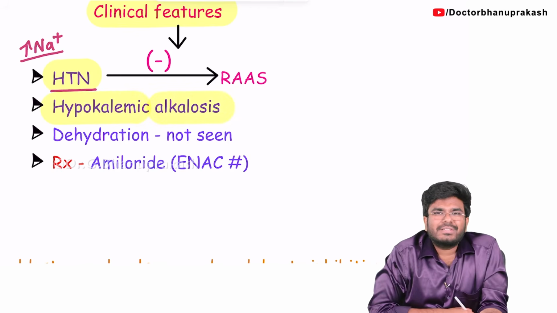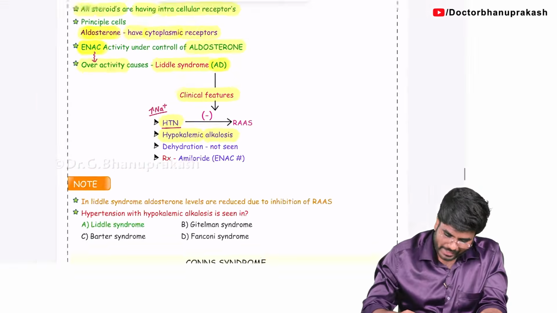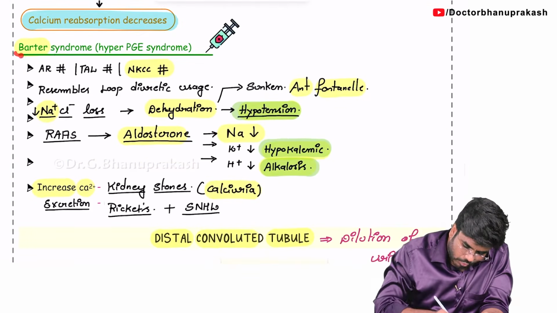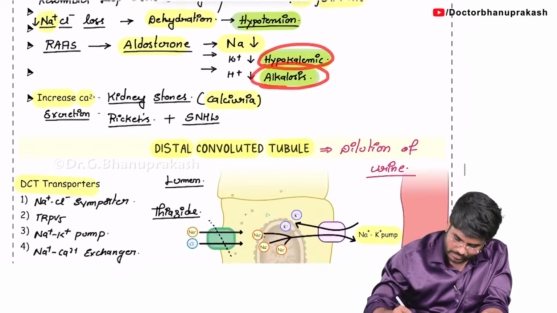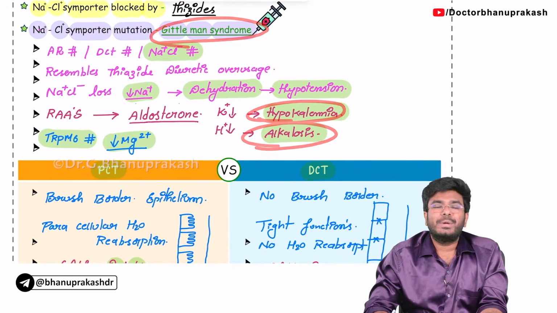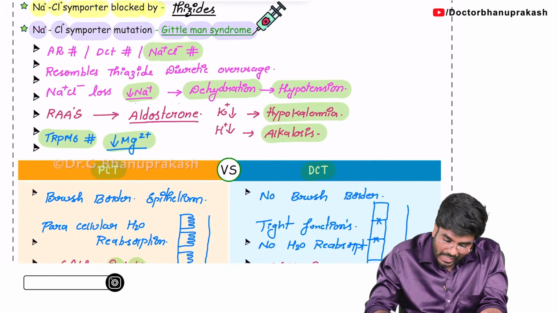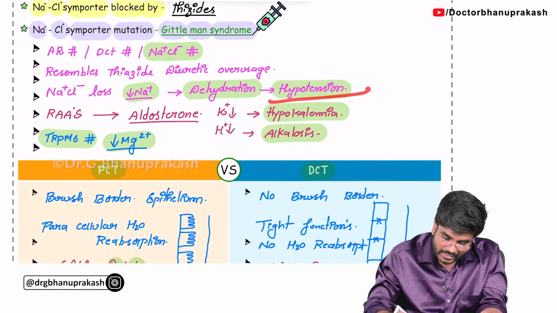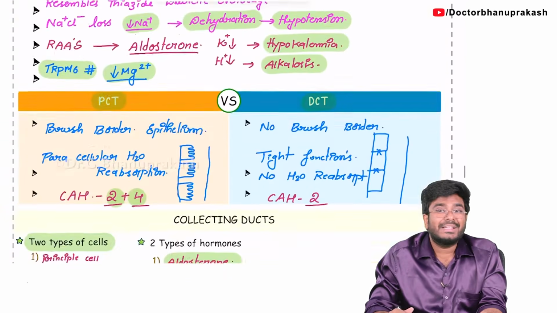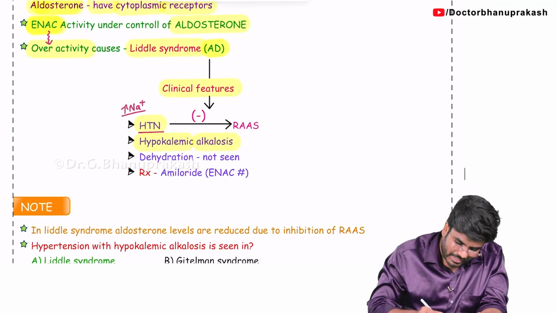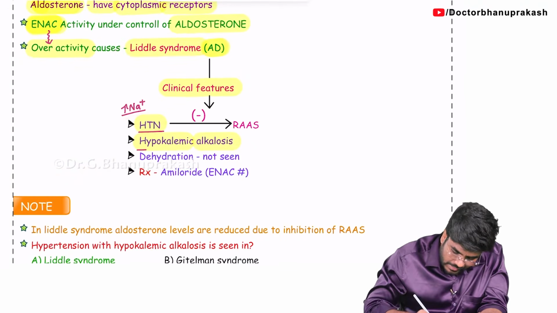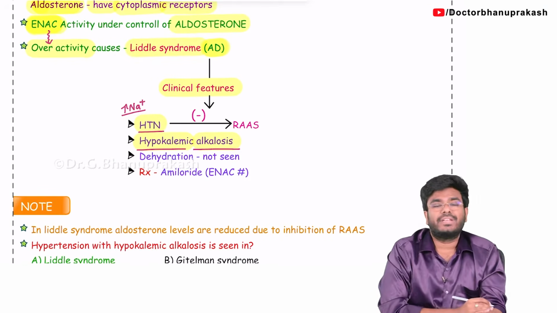Now stop. Where have we discussed hypokalemic alkalosis? Just go back and check here. In Bartter syndrome, there is hypokalemic alkalosis. In Gitelman syndrome, see, there is hypokalemic alkalosis. But Bartter and Gitelman are hypotension disorders. But what about Liddle's, guys? Liddle's is a hypertension disorder. So look, Liddle syndrome is a hypertension disorder with hypokalemic alkalosis because of the overactivity of the channels.